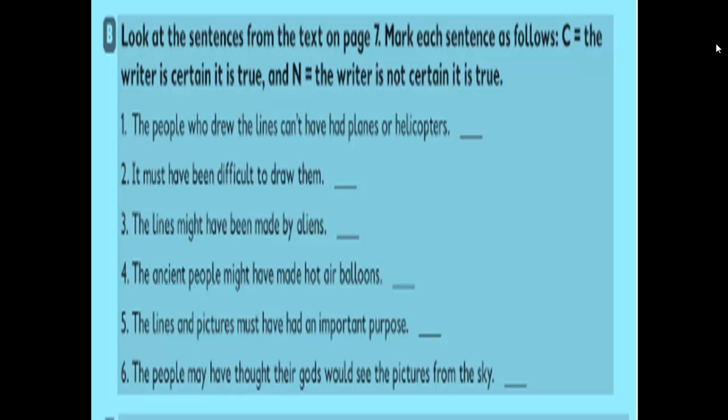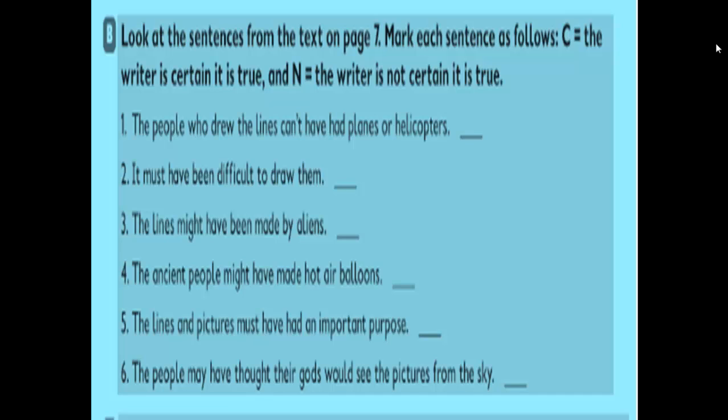C. Number 2, it must have been difficult to draw them. And also here the speaker uses must. So we have to put the letter C, because the speaker is certain.